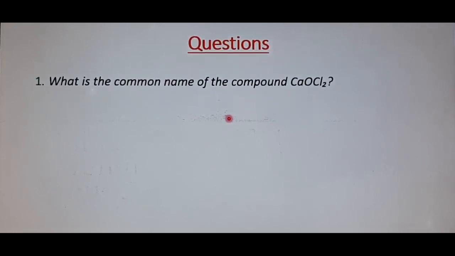Now let's do some related questions of this topic. The first one is, what is the common name of calcium oxychloride? I am sure you remember, just now we have done it. The common name of calcium oxychloride is bleaching powder. These questions I have selected from your textbook. If you want, you can note the questions and their answers side by side.